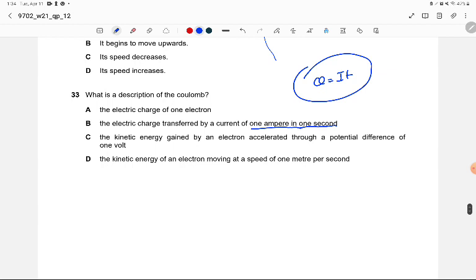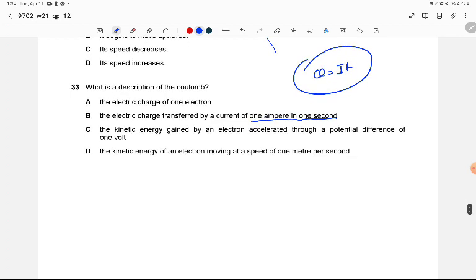The kinetic energy gained by an electron accelerated through a potential difference of 1 volt. No, that cannot be true. The kinetic energy of an electron moving at a speed of 1 meter per second. No, that is definitely going to be B. Transferred by a current of 1 ampere in 1 second. So that is true. That is going to be the right answer. So it has to be B.